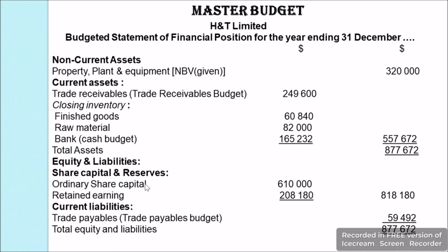Then we have the equity and liabilities, in which we have the share capital and reserves, and we have the ordinary share capital, which was given as $610,000. Retained earning, which was calculated in our working notes as $208,180. So when we add this up, we get $818,180. Then we have the trade payable. This is the closing balance of the trade payable, which we have taken from the trade payable budget of the last quarter, which is the fourth quarter. Closing balance was $59,492.